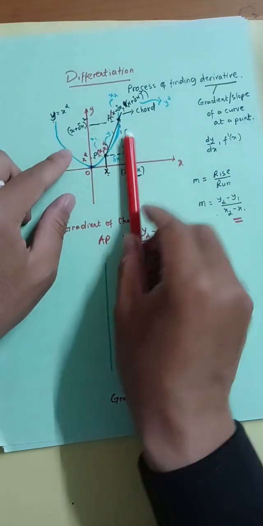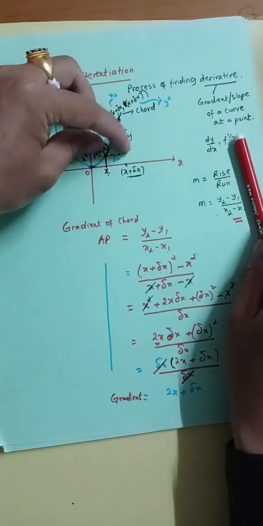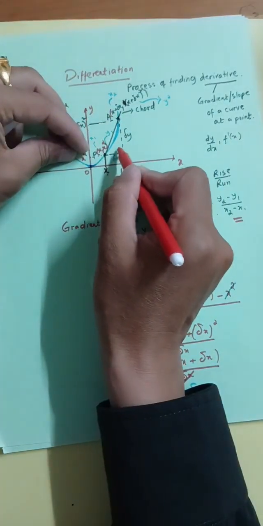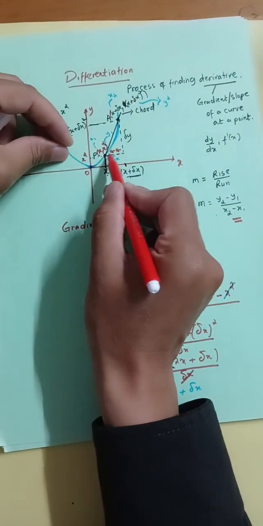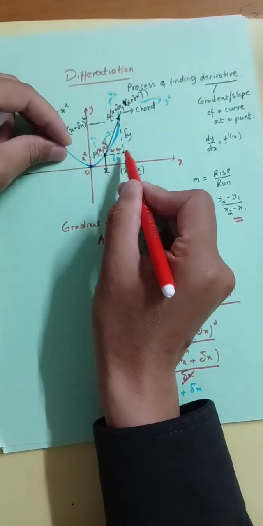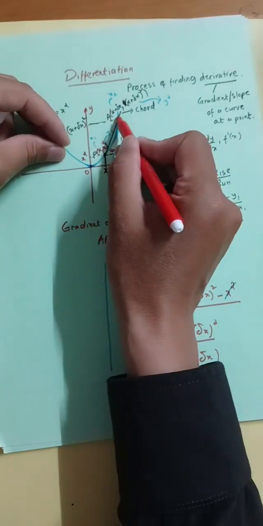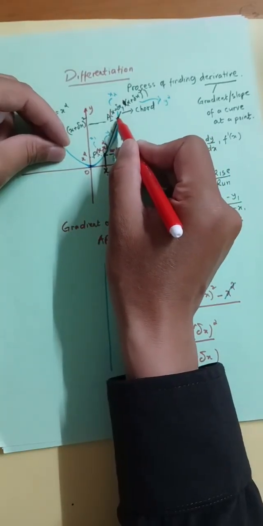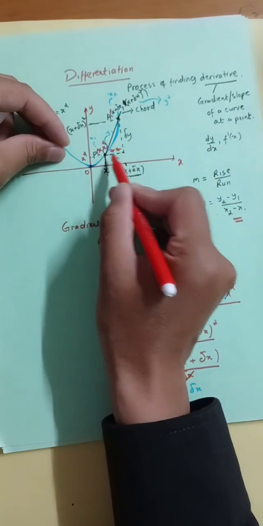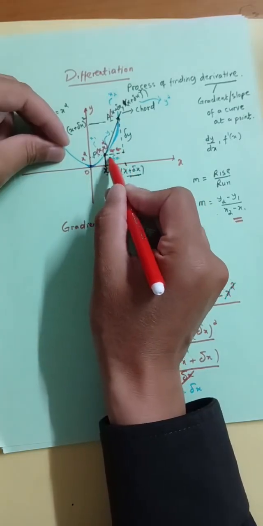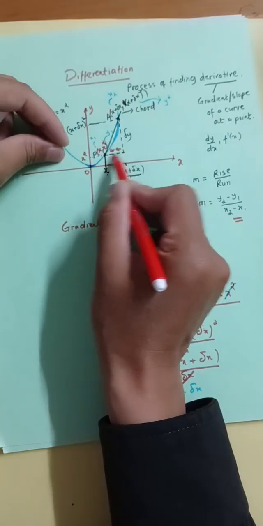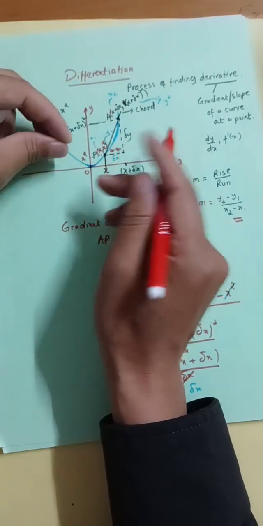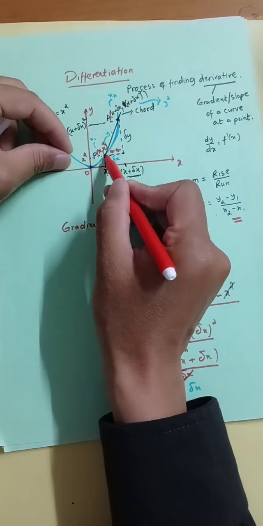Take a line and a point close to P, such that this point is a small change away. So delta x means a small change in x, which is now negligible, very close to P.